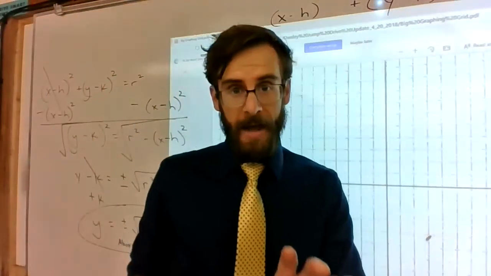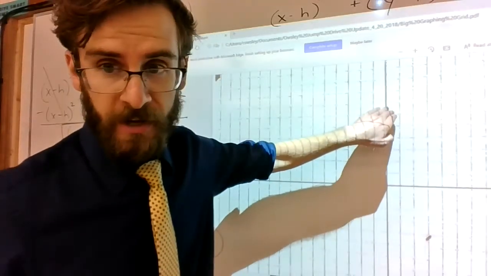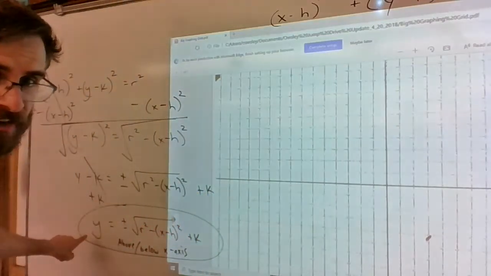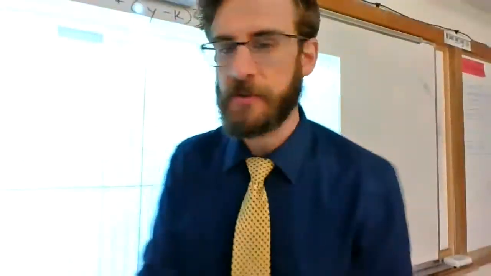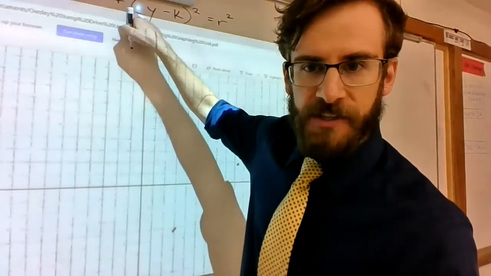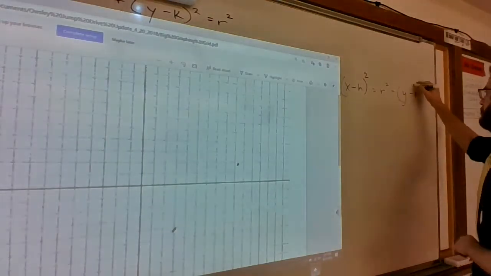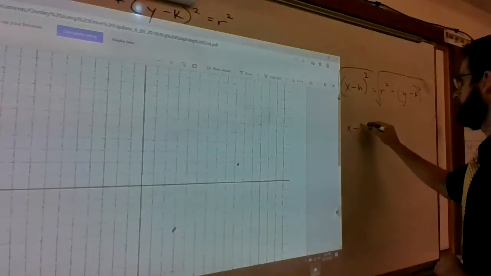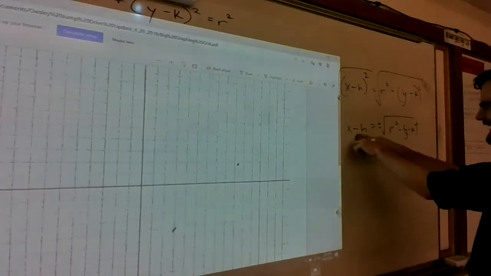Now, what about the ones where the semicircle could be this semicircle, or a semicircle that would exist to the right of the y-axis? Well, that would require us to get x by itself instead of y by itself. And if you got x by itself instead of y by itself, it's pretty much the same process. I'm just going to subtract the (y minus k) squared from both sides. So it's r squared minus (y minus k) squared. Then I'm going to square root both sides. Add h to both sides.